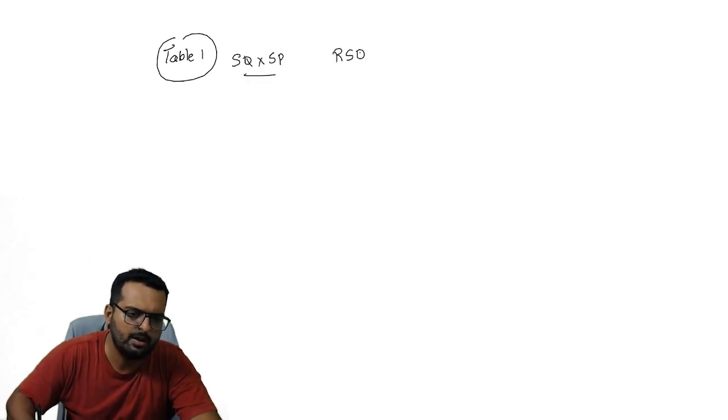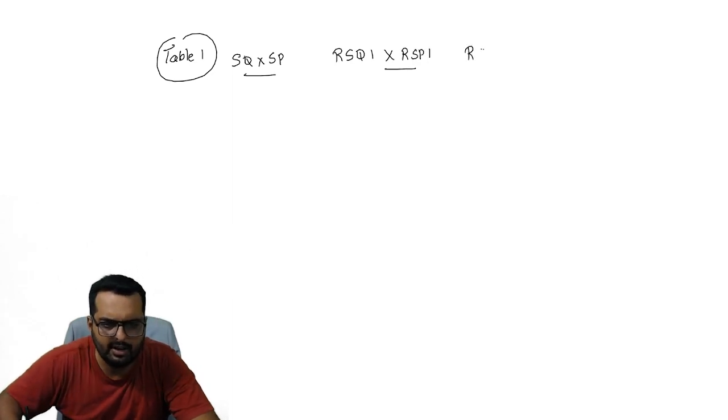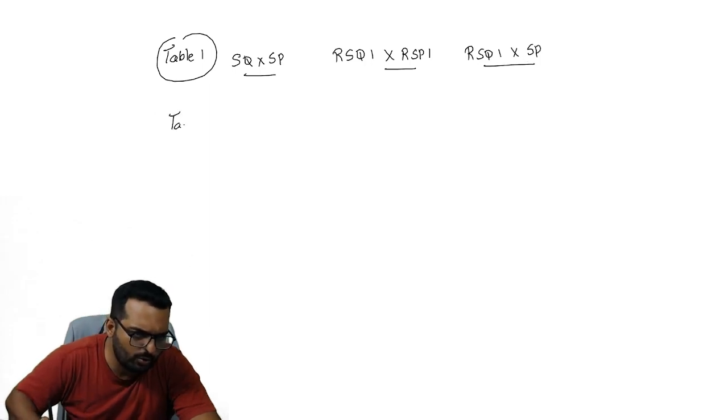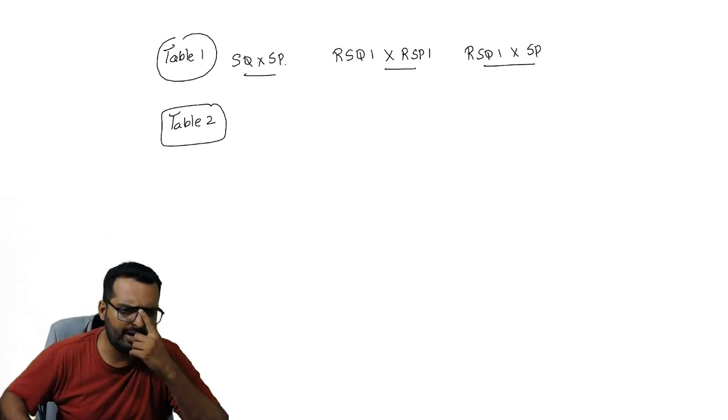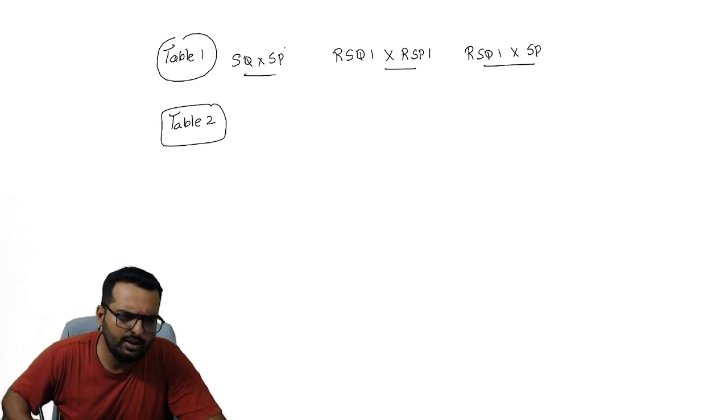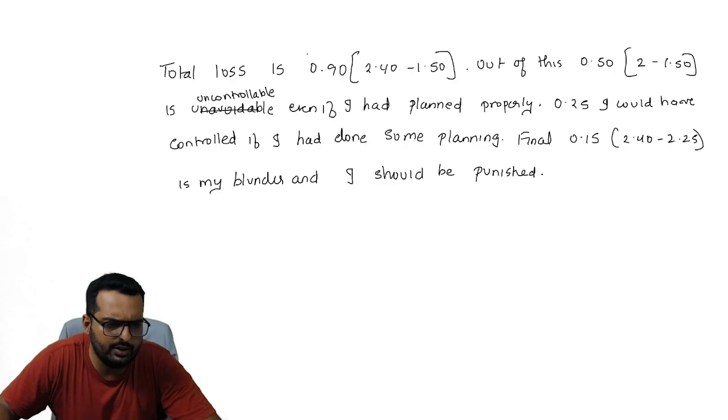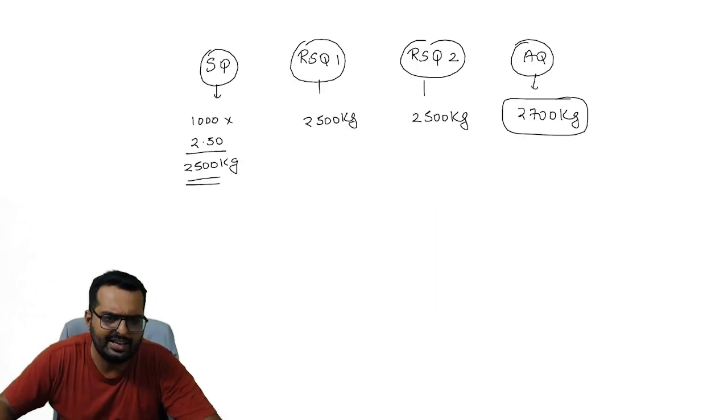Now, what are the tables that you will draw? Table number 1 will be SQ into SP, RSQ1 into RSP1, correct? Then it will be RSQ1 into SP. You will do this on your own, okay? Table number 2 will be what? Here I'll be doing SQ versus RSQ, SP versus RSP. So that will give me the answer for what? Planning controllable.